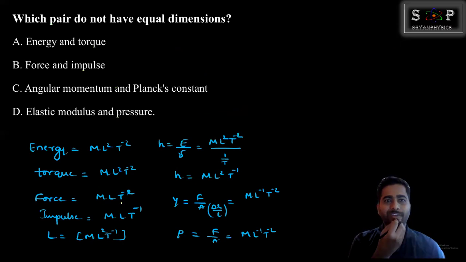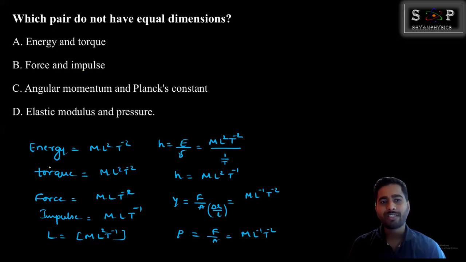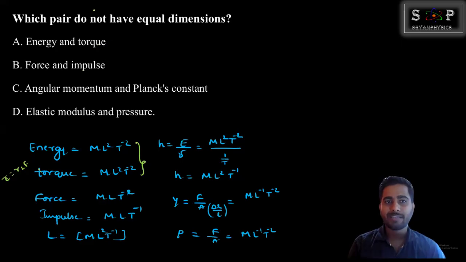Next, which of the pairs do not have equal dimension? First one, energy and torque are given. Energy is M L to the power 2 T to the power minus 2. Torque is r perpendicular into F. On calculating this, you'll get the same answer. So these two carry the same dimension. They are asking which do not, so it is not our answer.